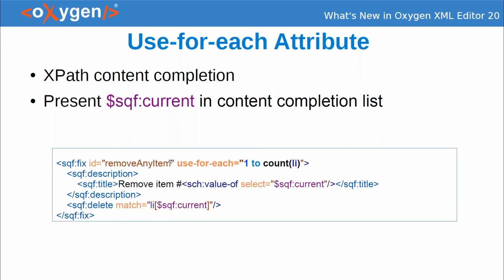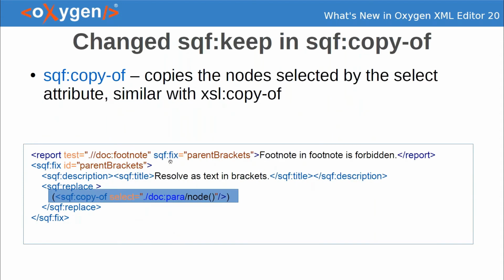Another change that was made in the Schematron Quick Fix specification is that the keep element was renamed to SQF copy-of. This SQF copy-of does the same thing as XSL copy-of, but if you don't want to use XSL in your Schematron, then you can use this SQF copy-of element.